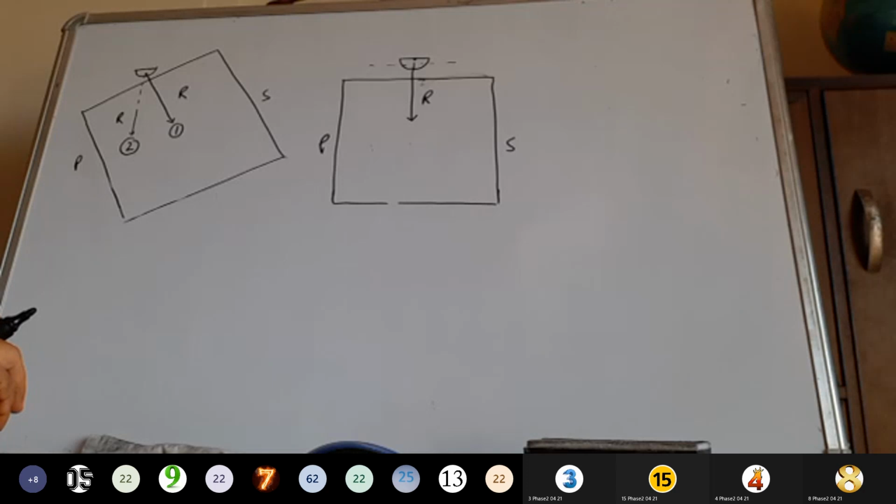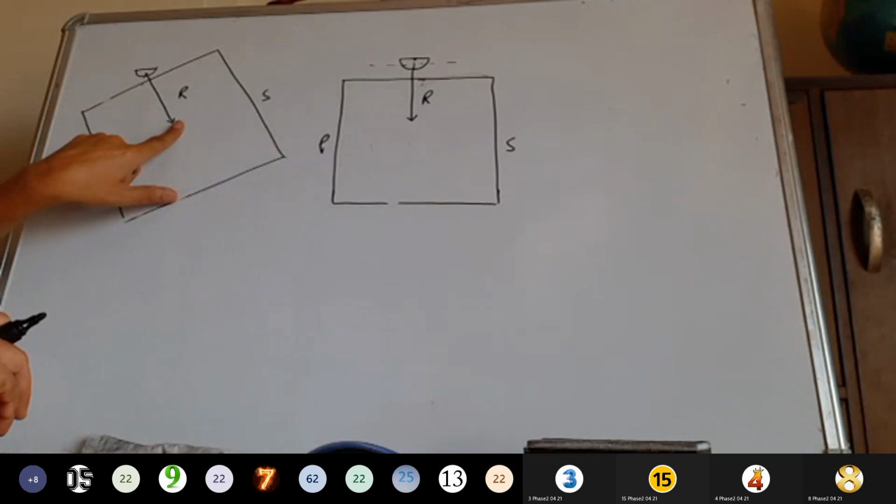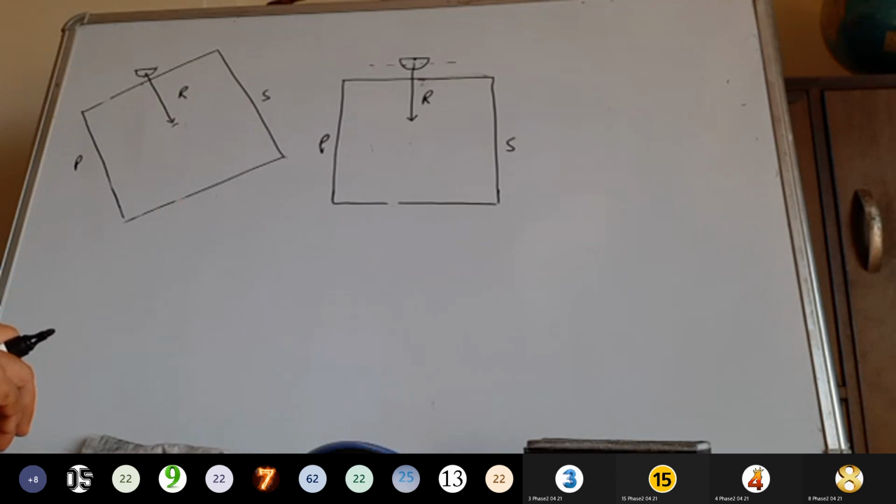So option 1 is correct. Because remember, this force R was what? Vertical component. Vertical component with respect to what? Ship, not with respect to Earth.